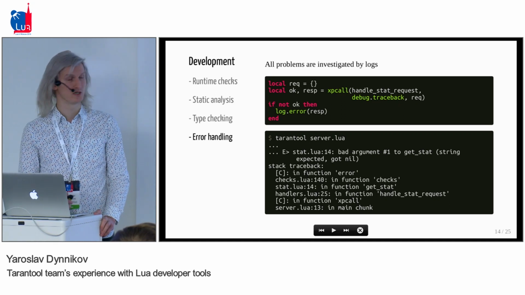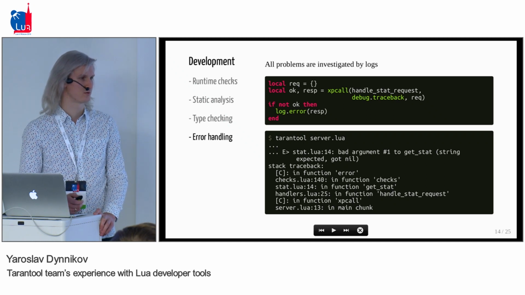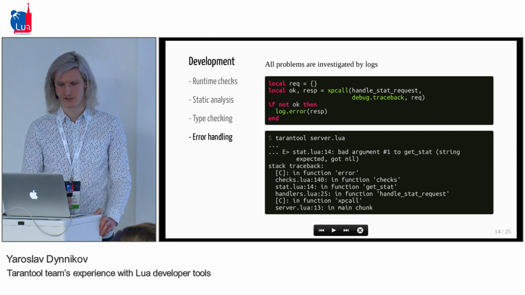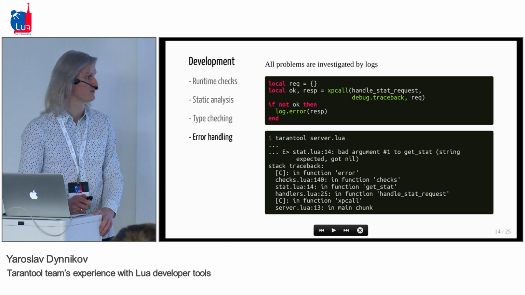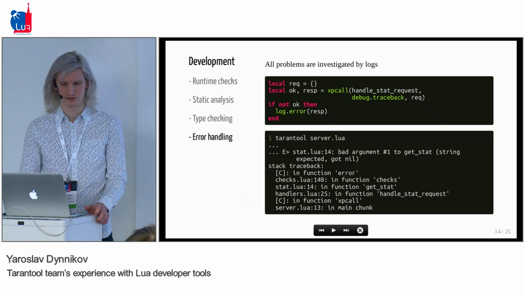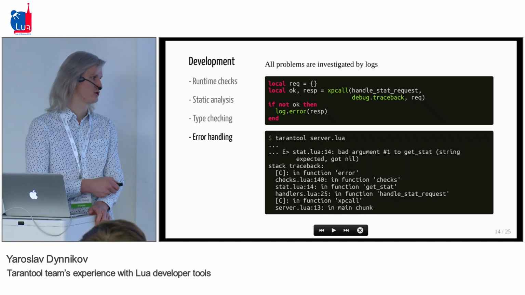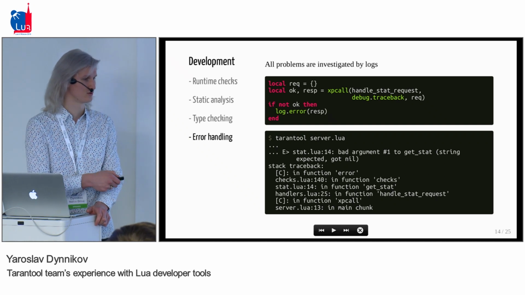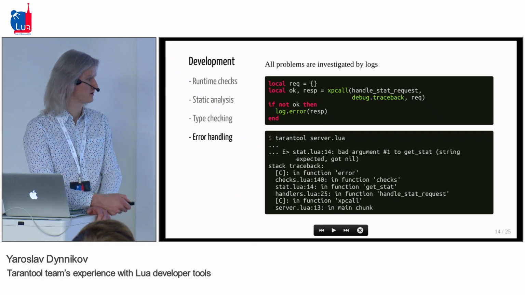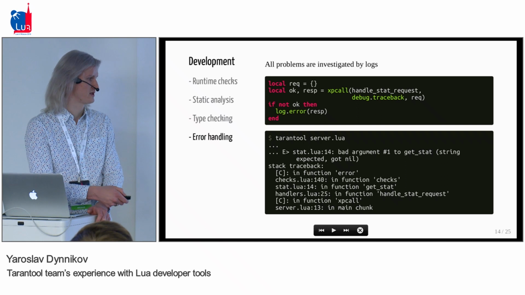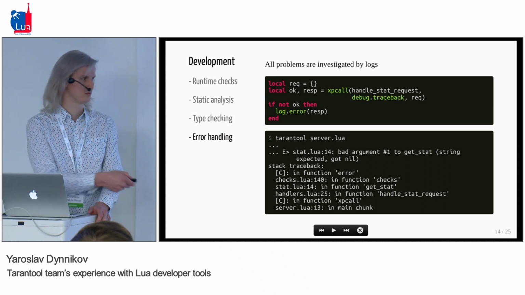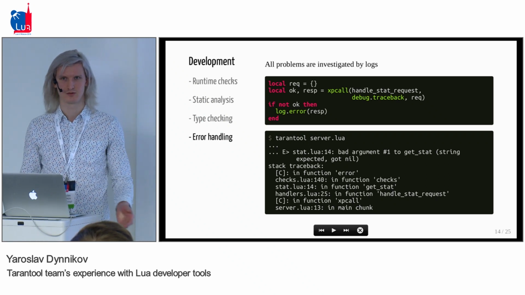To do so, there is a popular default approach: xpcall with handlers, which allows you to specify a handler for an error. And if you specify such a callback as debug.traceback, you will get a large string which lists the function call stack. So in this particular example, we see that handleStateRequest has called getStat with an invalid argument, so we go to that function and discover what's wrong there.